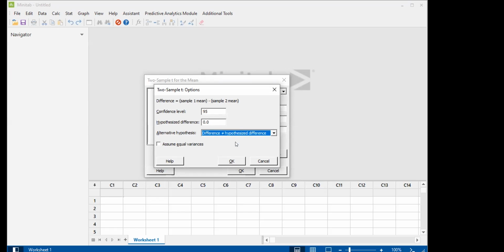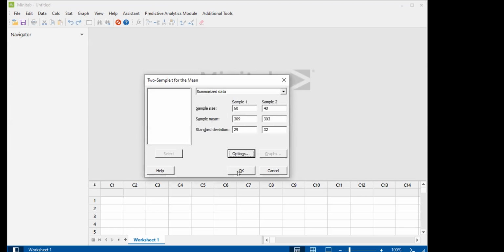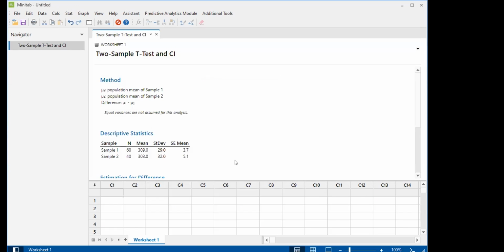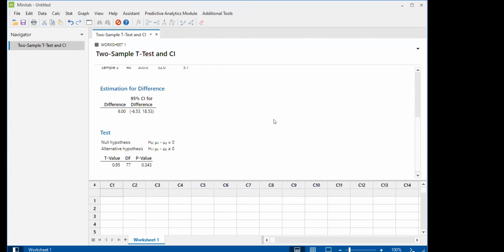Okay. Any questions so far? All right, gonna hit OK. Gonna hit OK again. And we get this example here. All right. What we're gonna do is we are going to scroll down to where it says test. Okay. Oh, I think what happened is Minitab might have changed. I think Minitab had an update. That's why that's there. That's fine.